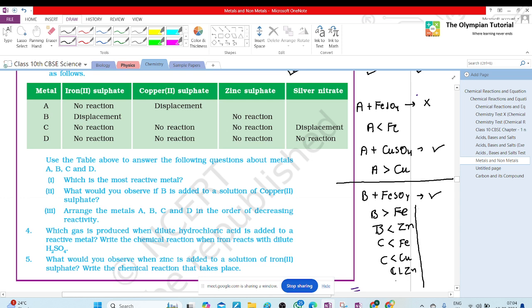One second. And C is more reactive than silver. Okay. Next, D is the least reactive metal. D is less reactive than iron, less reactive than copper, less reactive than zinc, less reactive than silver.